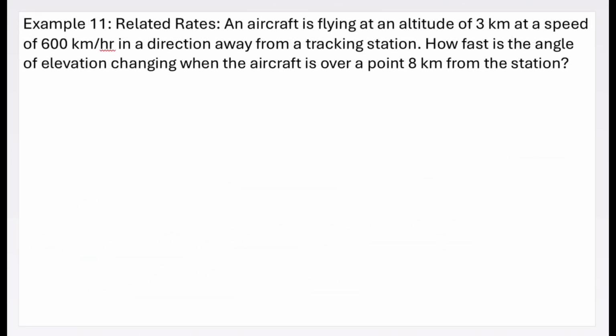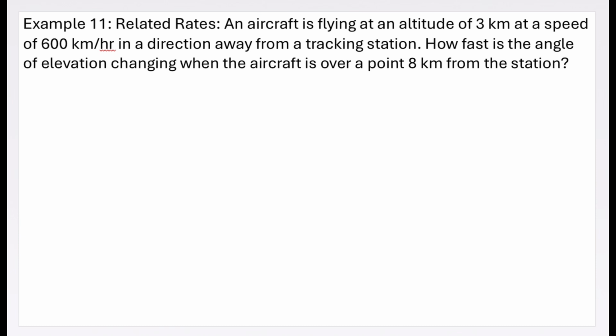Problem. Example 11, an aircraft is flying at an altitude of 3 kilometers at a speed of 600 kilometers per hour in a direction away from a tracking station. How fast is the angle of elevation changing when the aircraft is over a point 8 kilometers from the station?